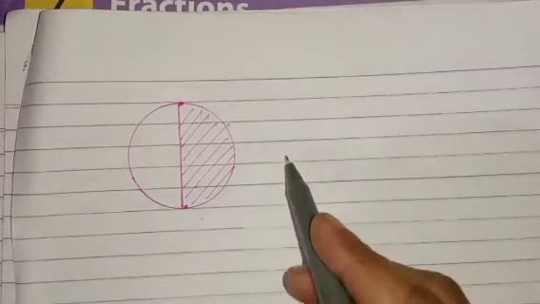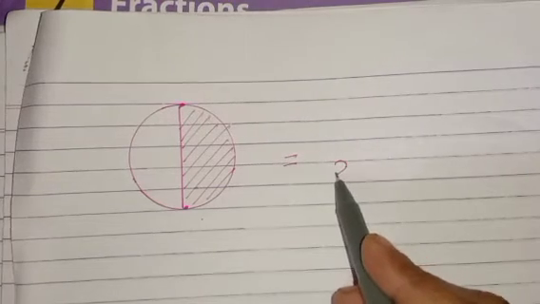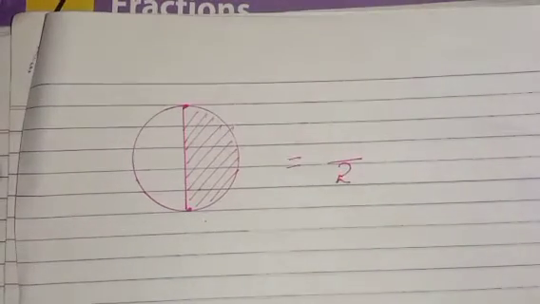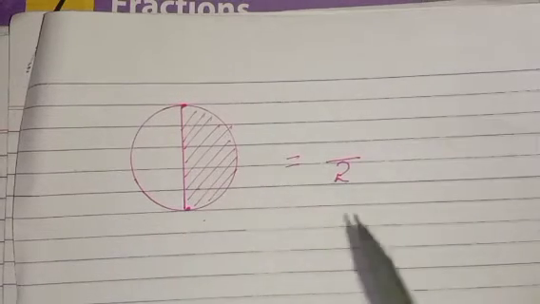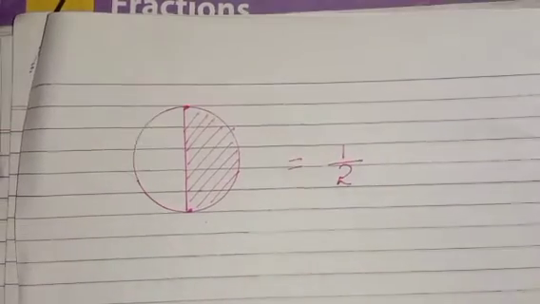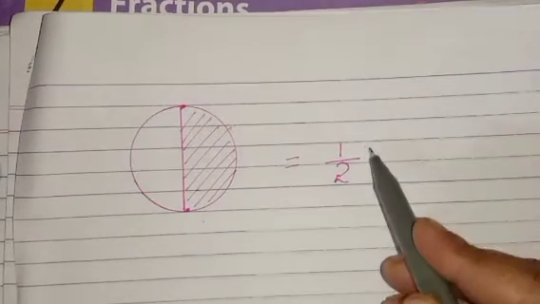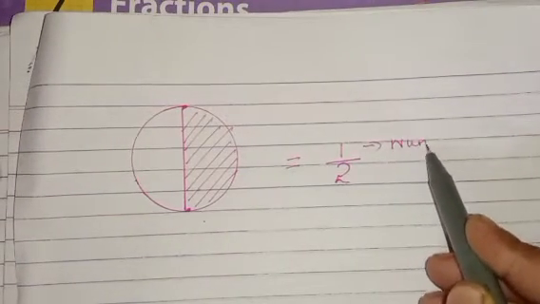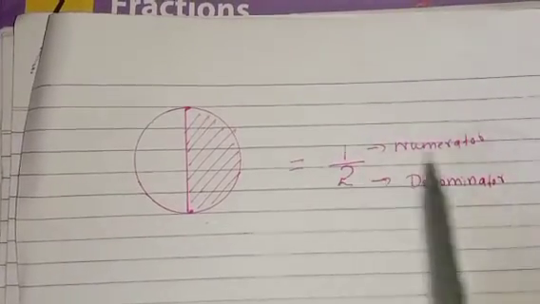Next, we can study how to write the fractions. Here the circle is divided into two parts and one part I shade. So here how many parts are there in the circle? There are two parts, so we write that as the denominator. And how many portions did I shade? Only one portion, so we write 1 by 2. This is called the numerator, and 2 is the denominator and 1 is the numerator.